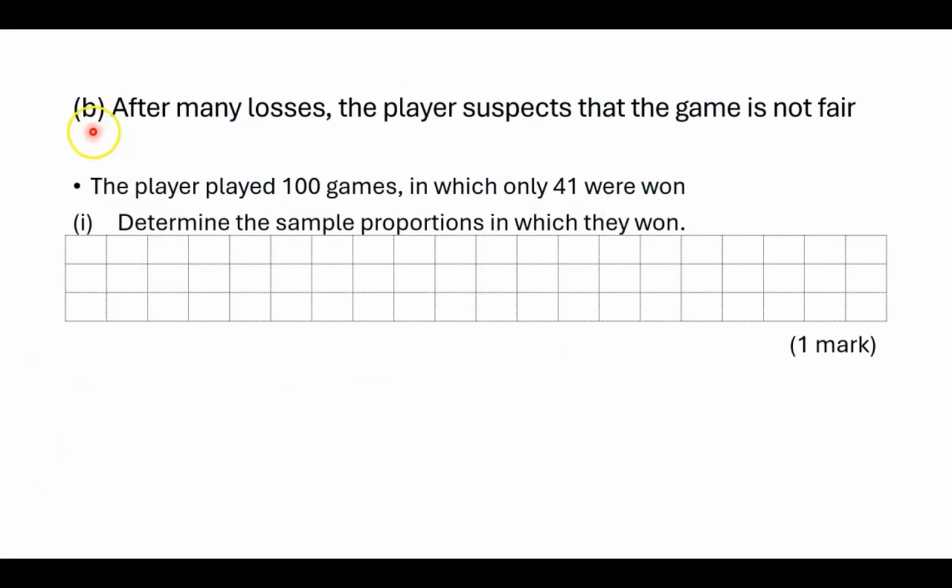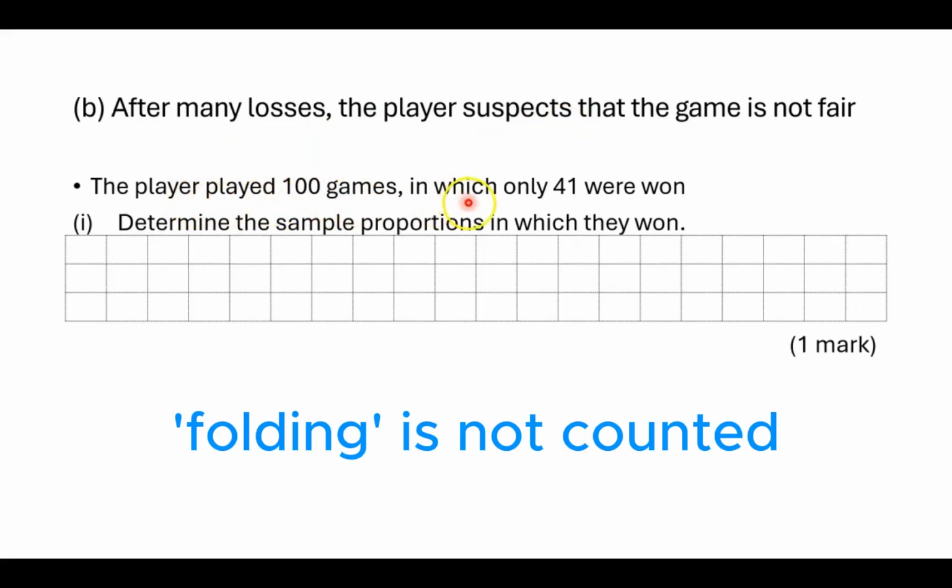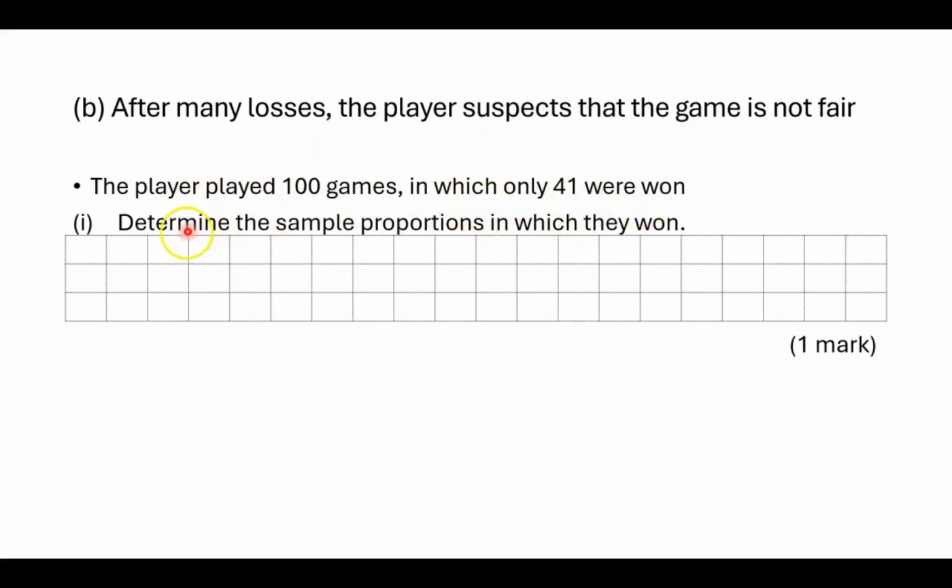Now we enter part B. This is now into the confidence interval and inferential statistics, away from binomial distribution. After many losses, the player suspects that the game is not fair. So maybe the player thinks that the cards are not being dealt randomly, and the player just kept losing. The player played 100 games, in which only 41 were won. And part 1 is: determine the sample proportion of games they won.